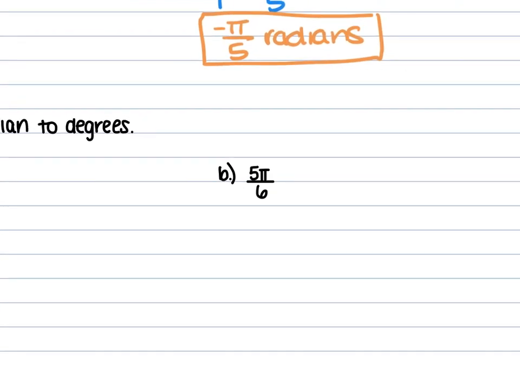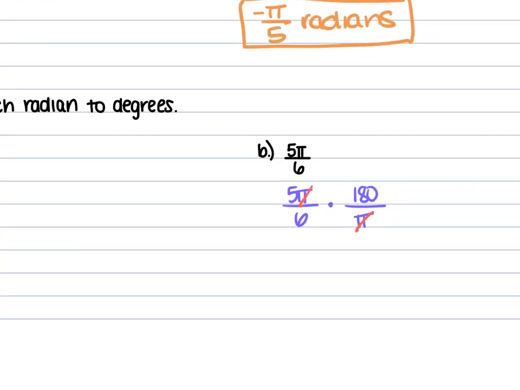For B, we're starting with 5 pi over 6. So we're going to multiply this 5 pi over 6 times 180 over pi. Once again, those pi's cancel out. So then we have the 6 and the 180 that are both divisible by 6. The 6 turns into a 1. The 180 turns into 30. So this is going to turn into 5 times 30, which gives us 150 degrees.